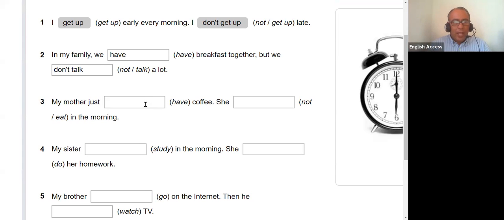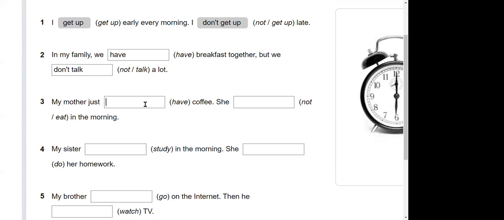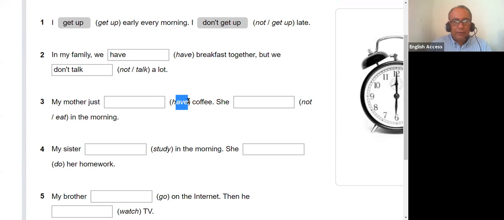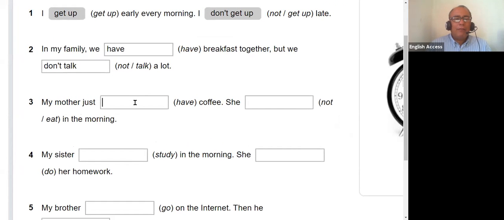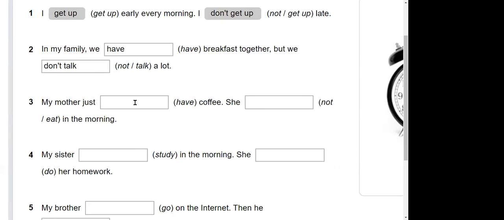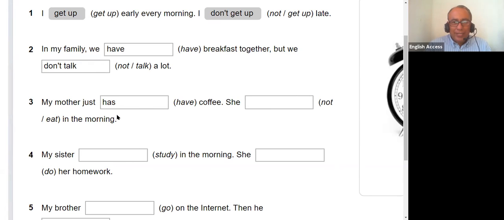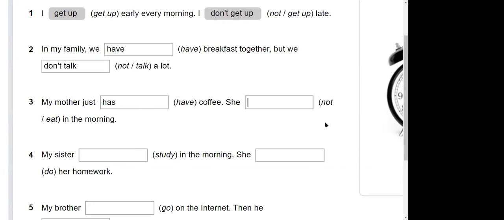Number 3, Fatima. My mother just is affirmative. Using the verb have. My mother just have or has. Fatima? Has. Exactly. Don't worry. And the second part is a negative statement. She negative eat. She doesn't eat. Exactly. Doesn't eat.